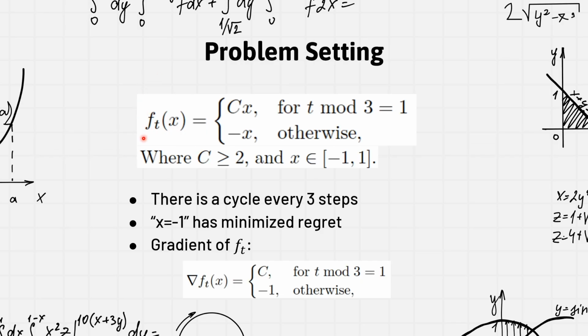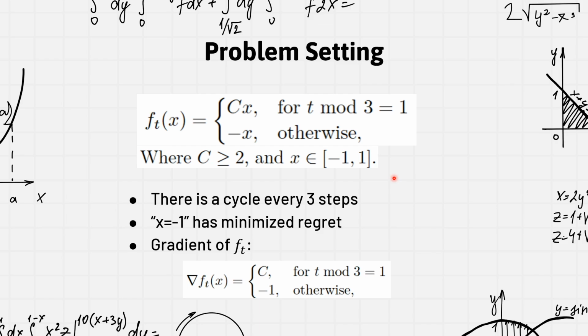To prove Theorem 1, we design a specific problem f_t. Here's the problem definition. We can see that the output of f_t is determined by the value of x and t. If t mod 3 equals 1, then the output is cx. Else, the output of f_t is equal to minus x, where c is greater than or equal to 2, and x belongs to the interval from minus 1 to positive 1.